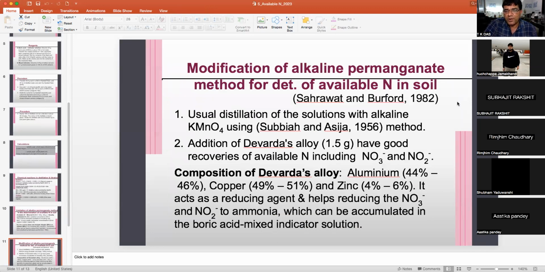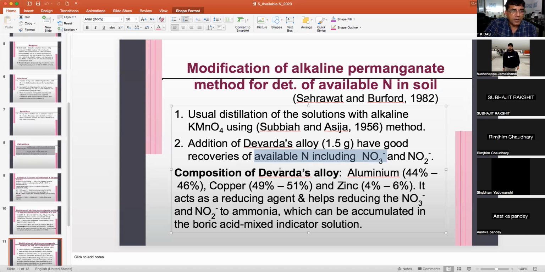Sarawak and Burford, 1982, because usual distillation of the solution with alkaline KMnO4 using this method. Addition of Devarda's alloy. What is Devarda's alloy? Only 1.5 gram per sample gives good recoveries of available nitrogen, including nitrate and nitrite.